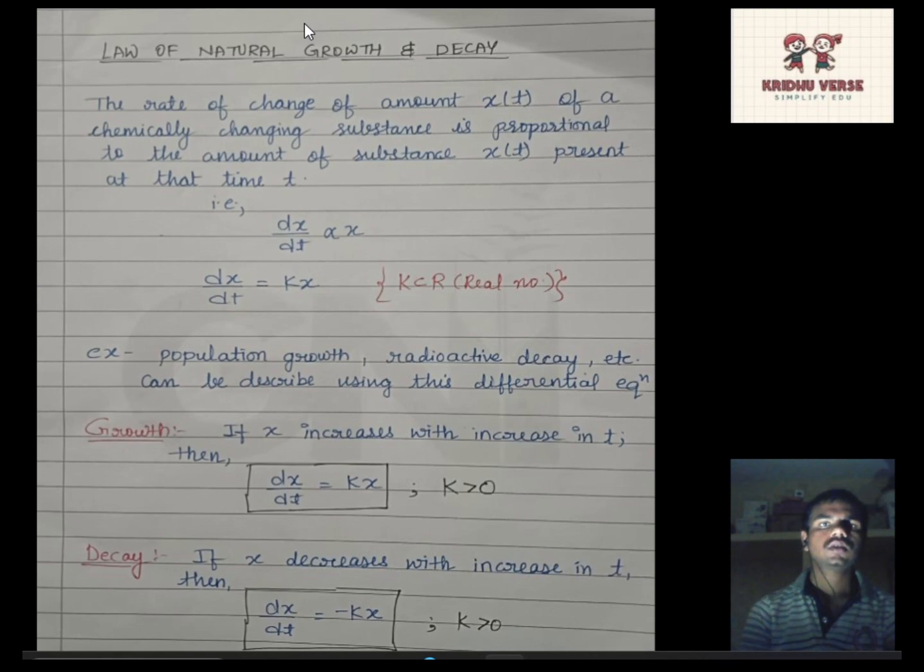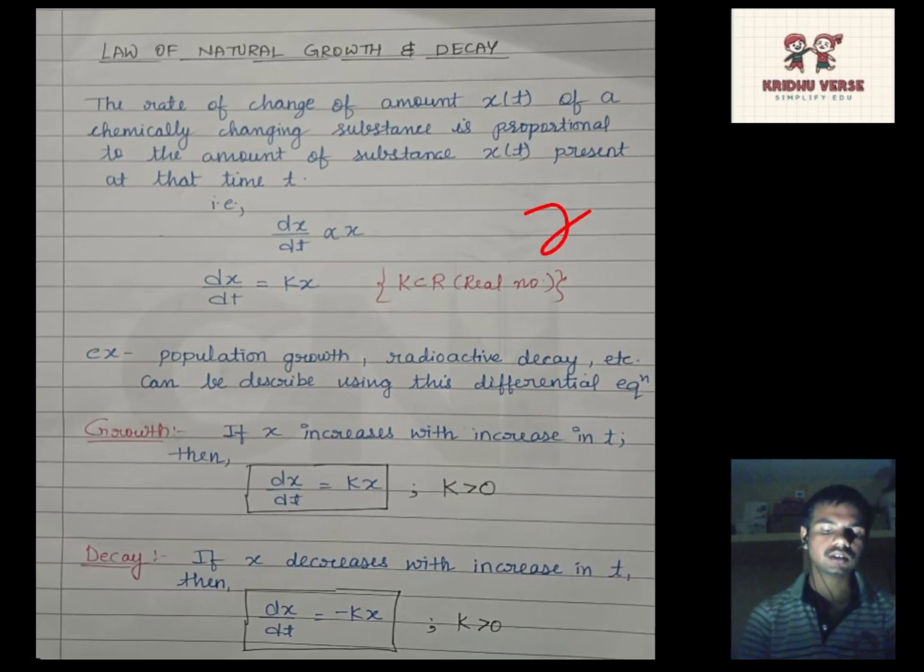So, Law of Natural Growth and Decay basically means what? Like we take a chemically changing substance, its certain amount. That amount we can consider as x. Now that x, when changing with respect to t, should be proportional to the x at that t. Here t means time. So which means dx/dt is proportional to x.